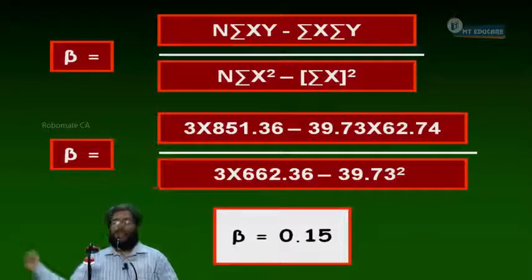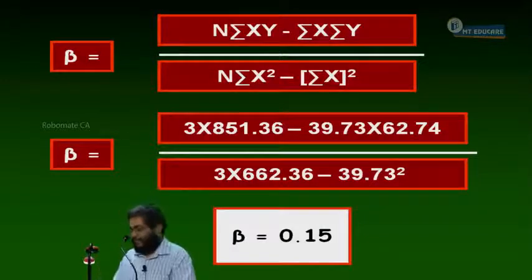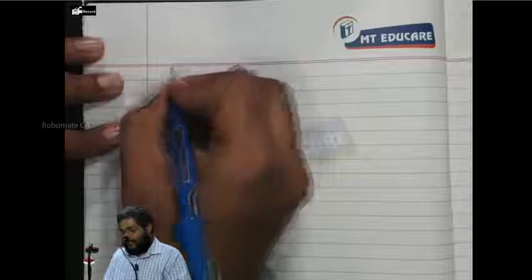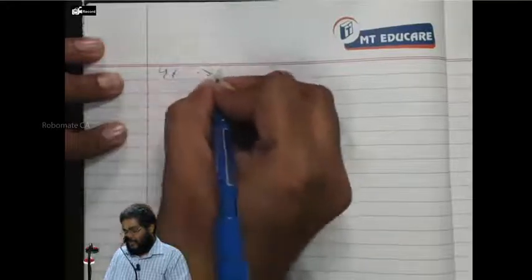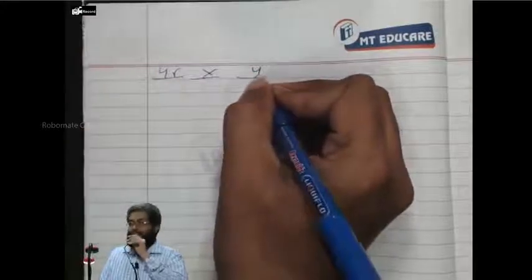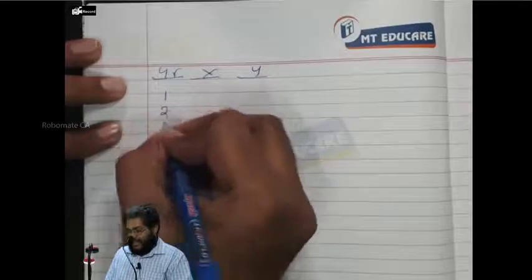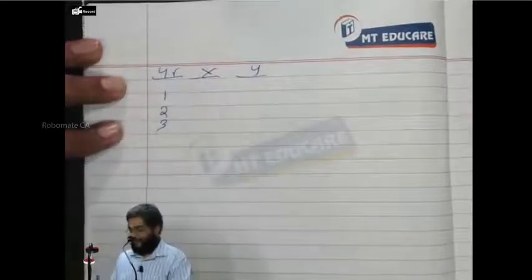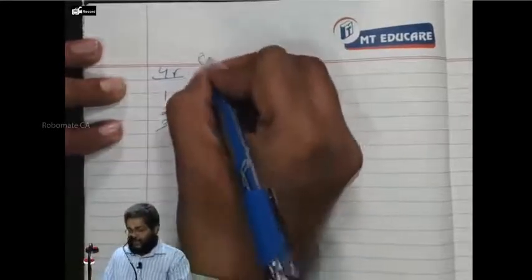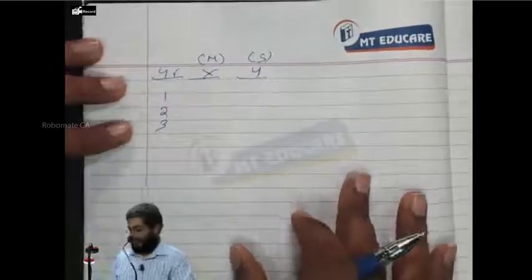Let's take a small example and then link it to this particular sum. Suppose data is like this: first year, second year, third year. X is what? Market. Y is what? Security.